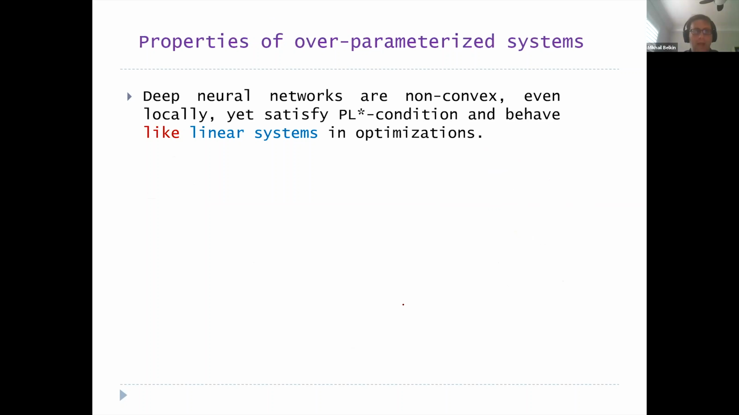Okay, now, I'm closing to the end. Properties of over-parameterized systems. So I think here is a summary. Deep networks are non-convex, even locally, but they satisfy the PL star condition, and they behave like linear systems in optimization. By like linear system, I mean that if you control the condition number, even though they change, it's okay.